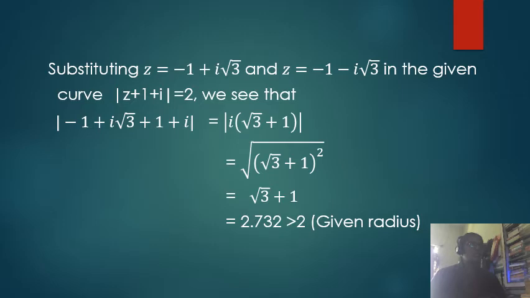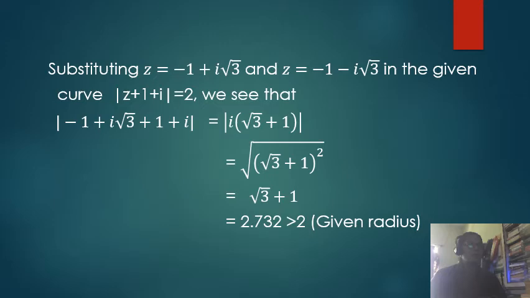Now substituting the first singular point z equal to minus 1 plus i root 3, here we get minus 1 plus i root 3 plus 1 plus i. So cancelling minus 1 plus 1, we get i into root 3 plus 1. Now this is nothing but root of a square plus b square, where a is the real part. Since there is no real part, we are having only the imaginary part, therefore root of 3 plus 1 whole square.